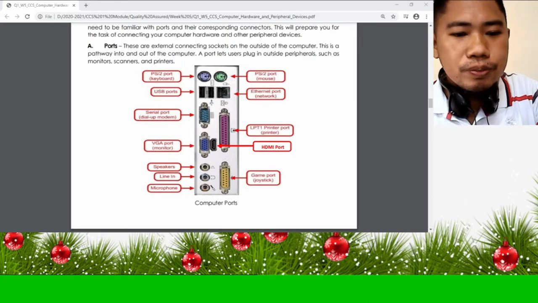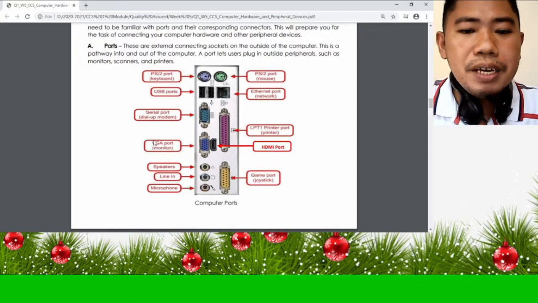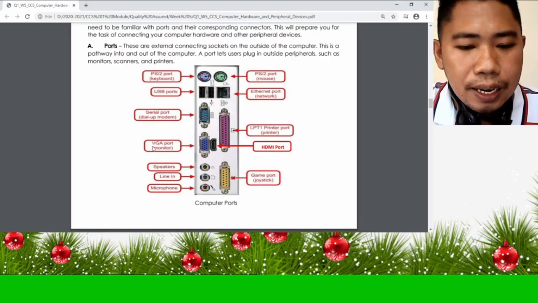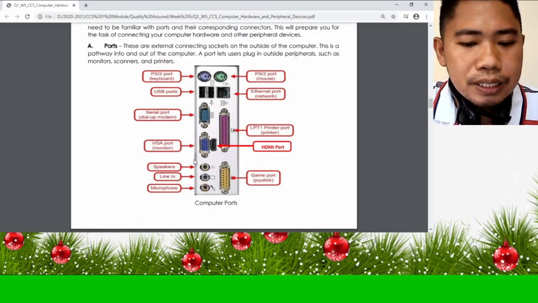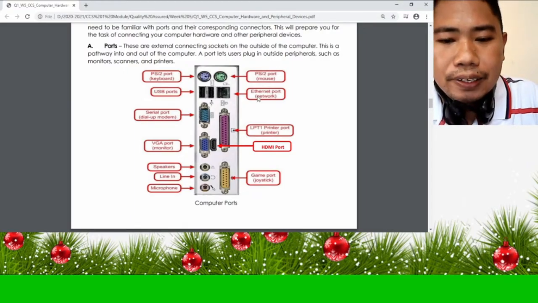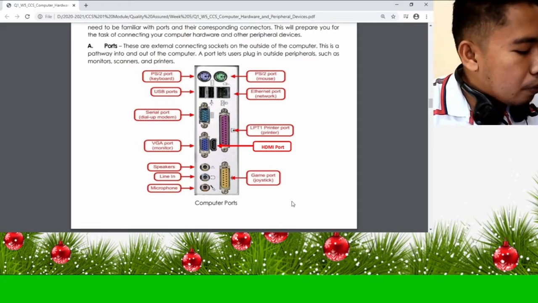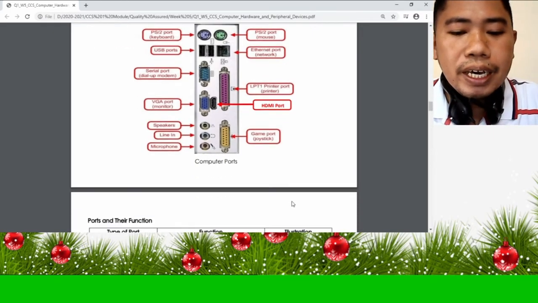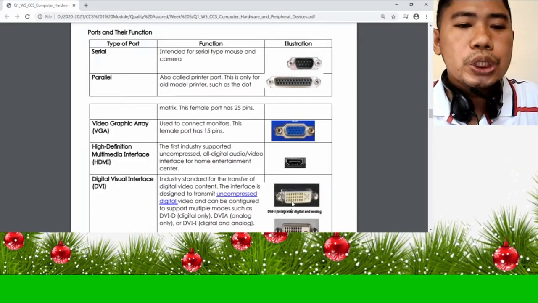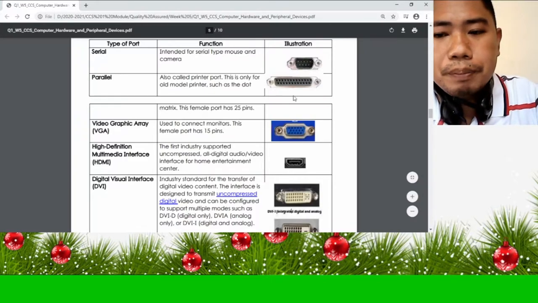Next. All right, there are ports there. There is one for the keyboard, one for VGA, one for speakers, game port, joystick, HDMI, Ethernet port, and so on. So many examples of computer ports. Okay, let's proceed to the ports and their functions. There are different types of ports, their functions, and some illustrations.